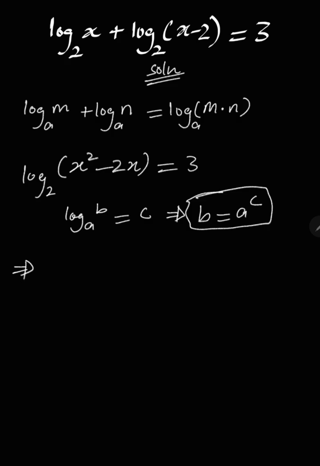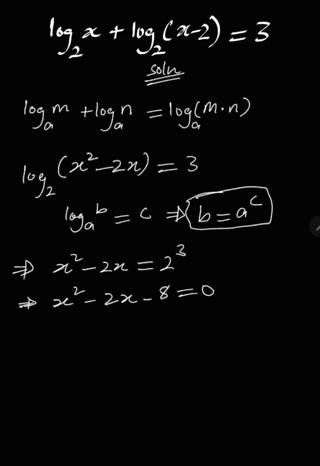Let's continue. From here, this expression, x squared minus 2x, is going to be equal to 2 exponent 3. Okay, and then from here, this is the same as x squared minus 2x. Well, 2 exponent 3 is 8, so by subtracting 8 from both sides we get negative 8 here. This is equal to 0.